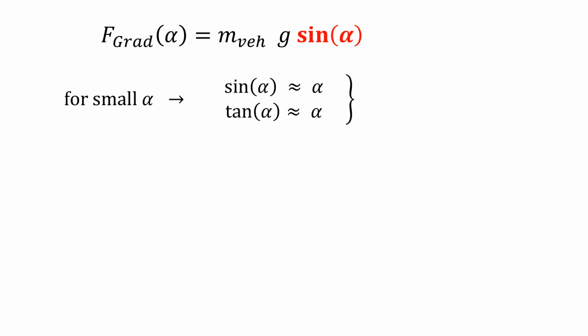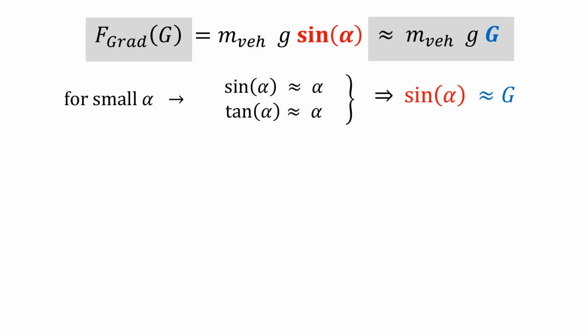For small values of alpha, both sine alpha and tangent alpha equal alpha, if alpha is expressed in radians. Since gradient equals tangent alpha, and we now know that sine alpha equals alpha, and thereby also equals tangent alpha, we get that sine alpha approximately equals road gradient. This gives an approximate expression for gradient force, which is mass of the vehicle times g times road gradient.